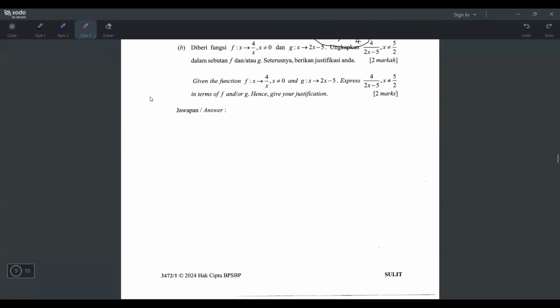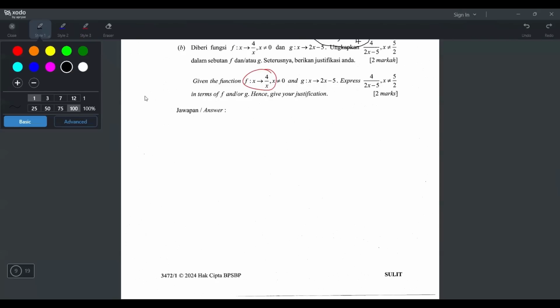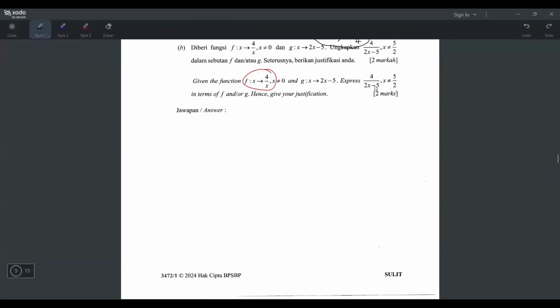Okay, soalan B. What it says here: given the function f(x) is 4 over x, g(x) is 2x minus 5. Express 4 over 2x minus 5, where x cannot equal 5 over 2, in terms of f and or g. Hence, give your justification. Okay, I think I know how to do.